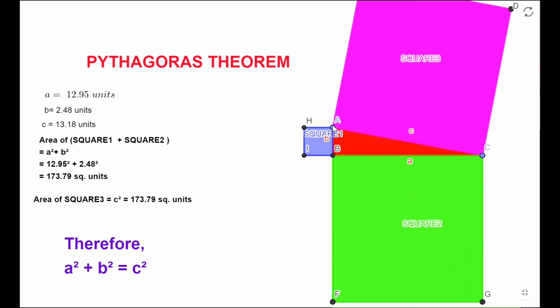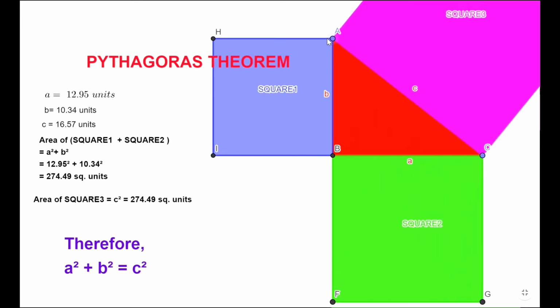This is a simple proof of Pythagoras theorem. Area of square 1 is b square here. Area of square 2 is a square, and area of square 3 is c square. Therefore, we would get a square plus b square equal to c square.